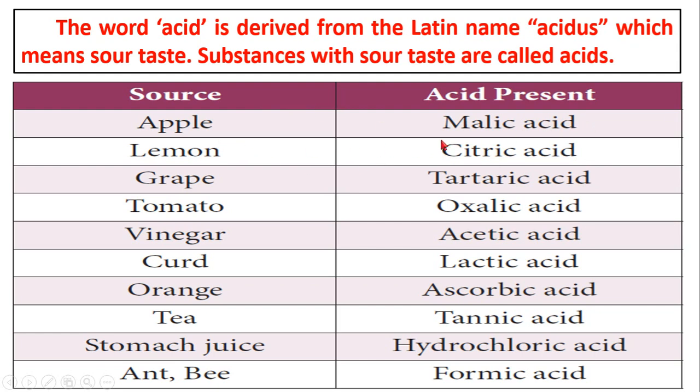Apple contains malic acid. Lemon contains citric acid. Grape contains tartaric acid. Tomato contains oxalic acid. Vinegar contains acetic acid. Curd contains lactic acid. Orange contains ascorbic acid. Tea contains tannic acid. The stomach contains hydrochloric acid. And bee sting contains formic acid.